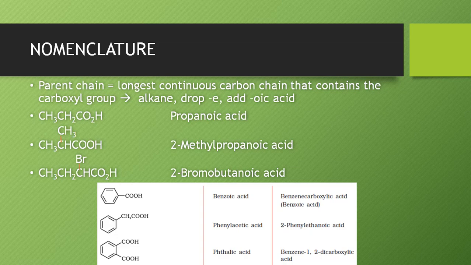Next one is 2-methyl propanoic acid. Numbering is done in such a way that carboxyl group gets minimum number. And third is 2-bromo butanoic acid. Similarly, for aromatic acids, the first one is benzoic acid, or you can say benzene carboxylic acid. Second, 2-phenyl ethanoic acid, and the third one is benzene 1,2-dicarboxylic acid.